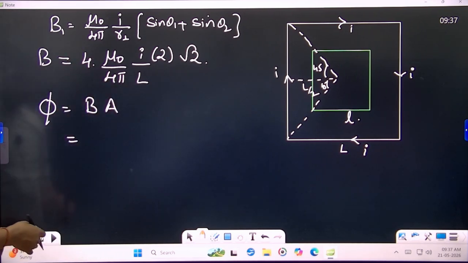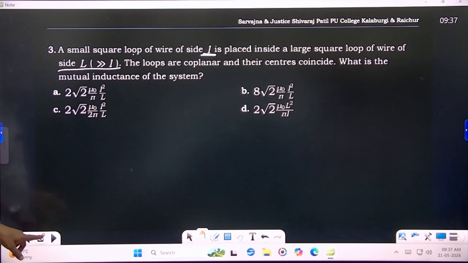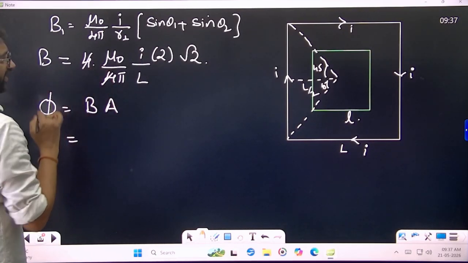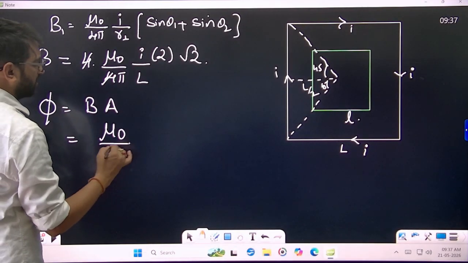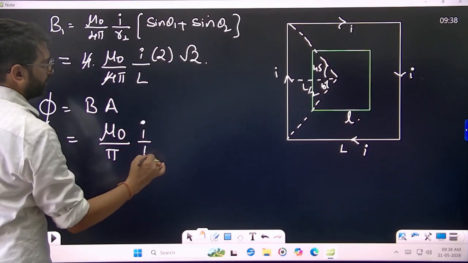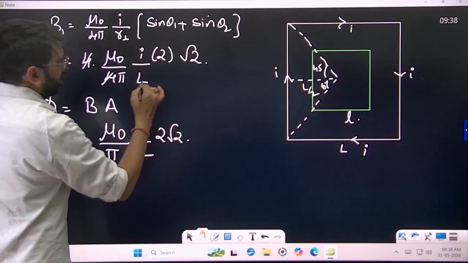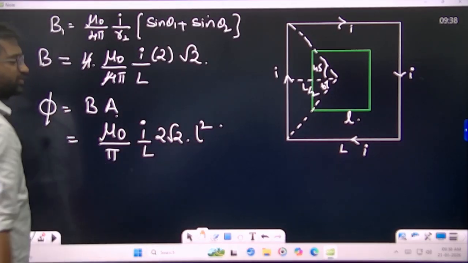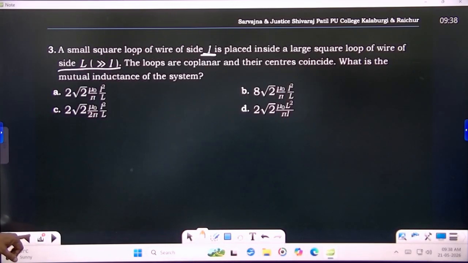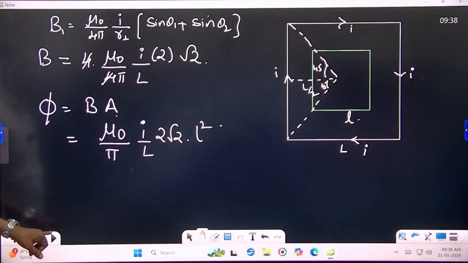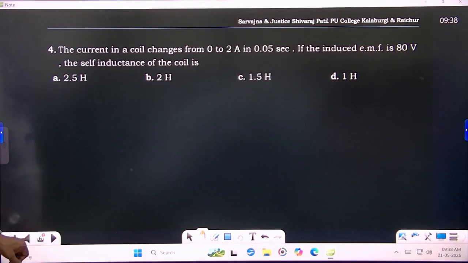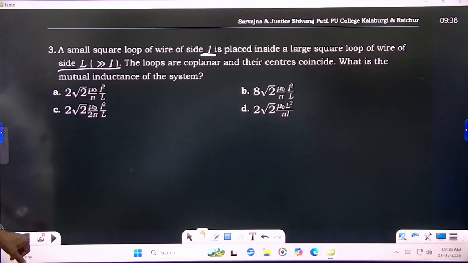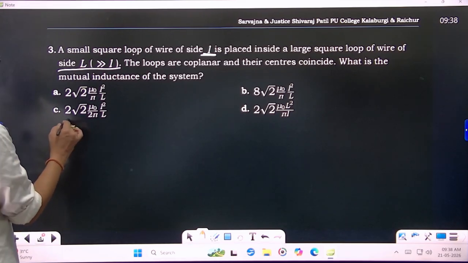According to the options, the 4 and 4 we can cancel here. This is mu naught by pi into I by capital L into 2 root 2 into area. The area of the smaller coil is small l square. So flux equals mu naught by pi, I by capital L, into 2 root 2, small l square by capital L square.